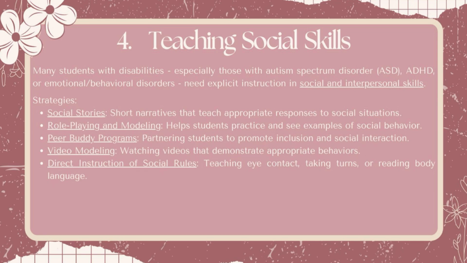Next is role-playing and modeling. It helps students practice and see examples of social behavior. For example, in a small group, students take turns pretending to greet each other, ask to join a game, or handle a disagreement. The teacher models the correct behavior first, then students practice with feedback.